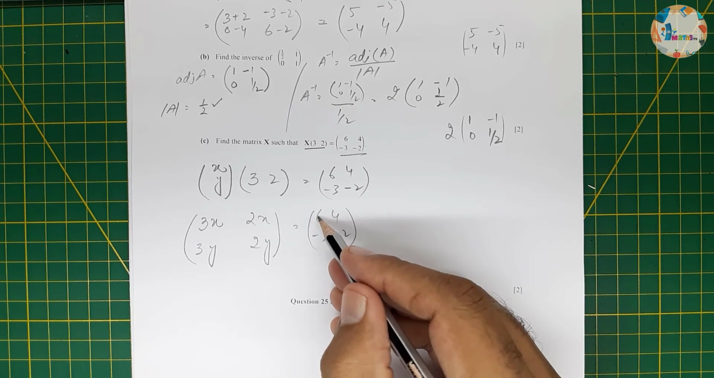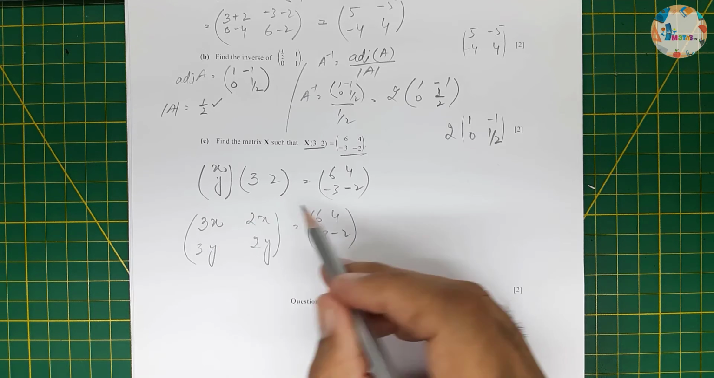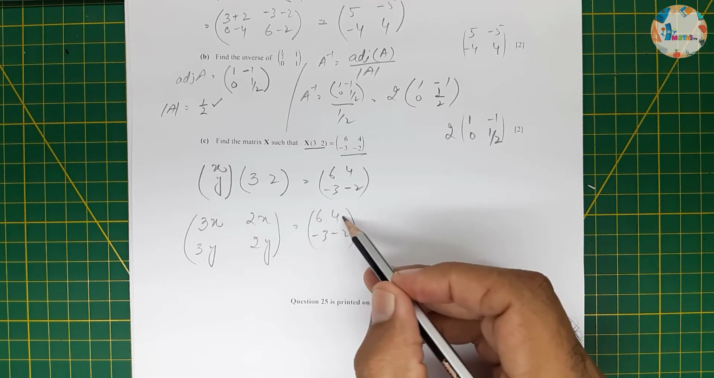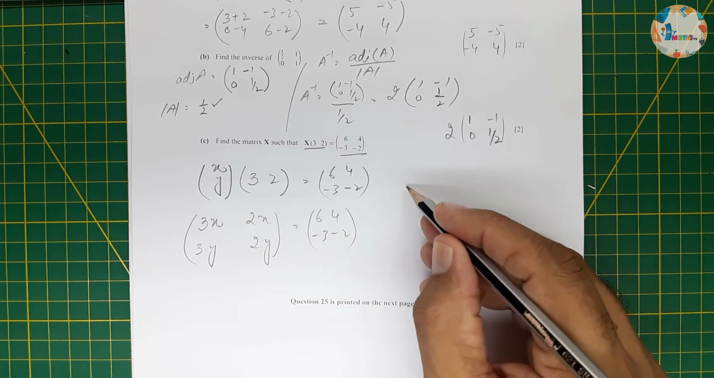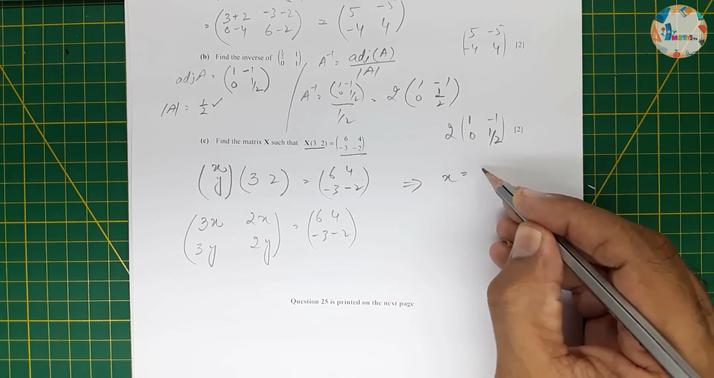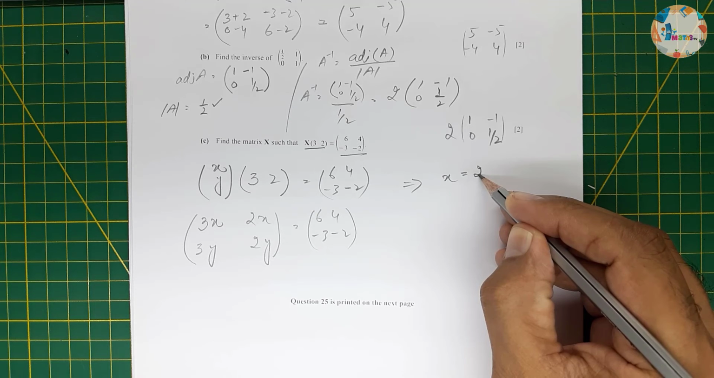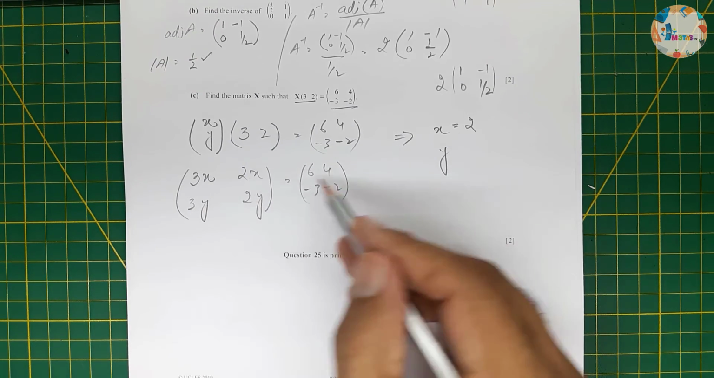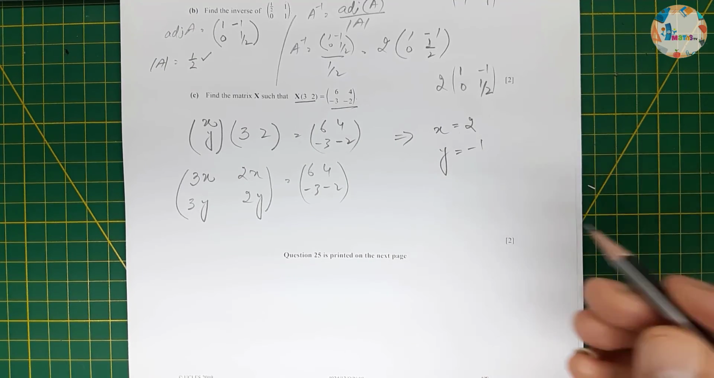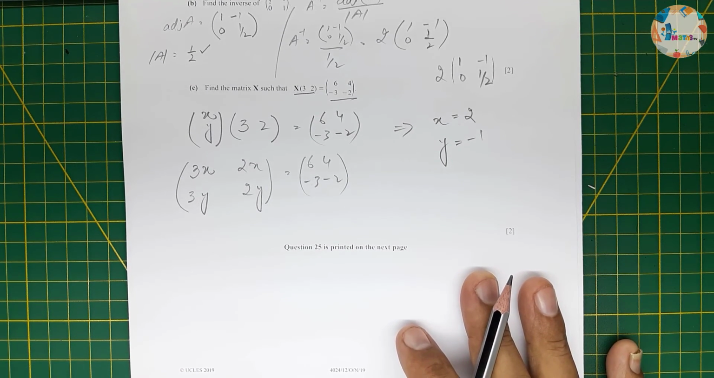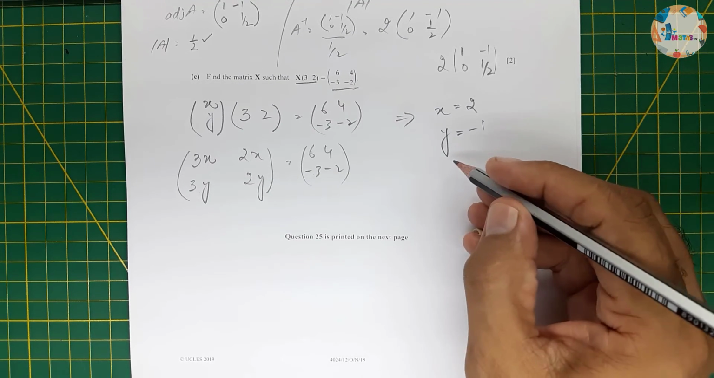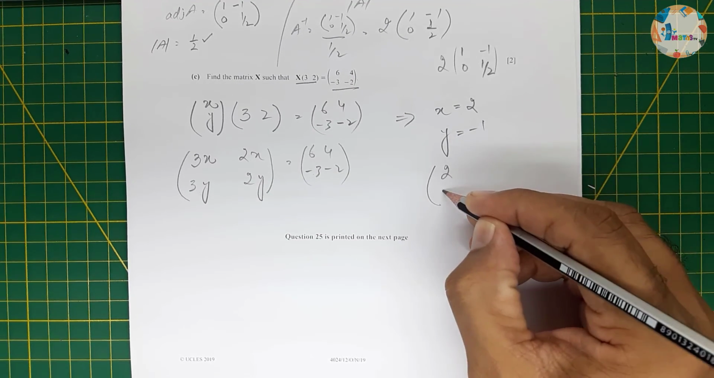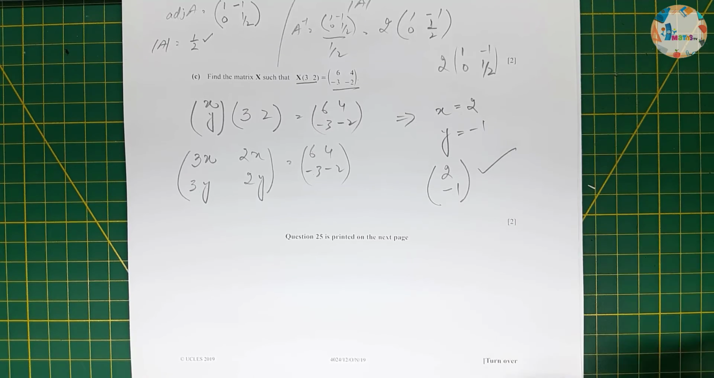Now we can compare: 3x is equal to 6. It means x is equal to 2. 2x is equal to 4, so x is equal to 2. This implies x is equal to 2 and y is equal to -1. If we take y as -1, we will get -3 and we'll get -2. So y is equal to -1. So our final answer in the form of a matrix, we can write 2 and -1. This will be our final answer.